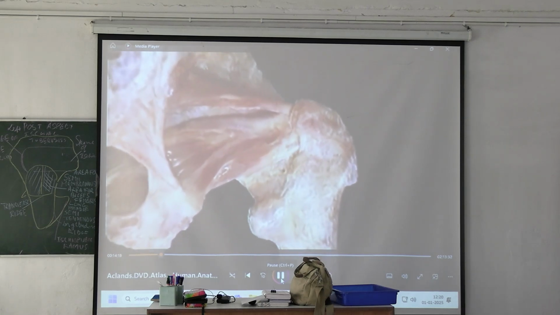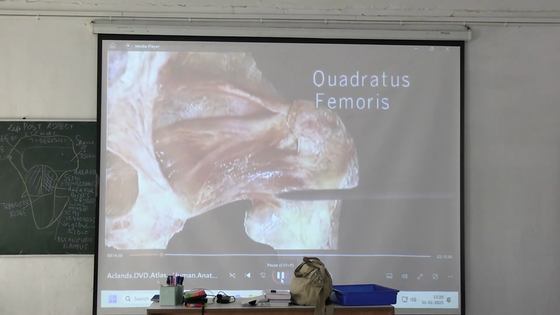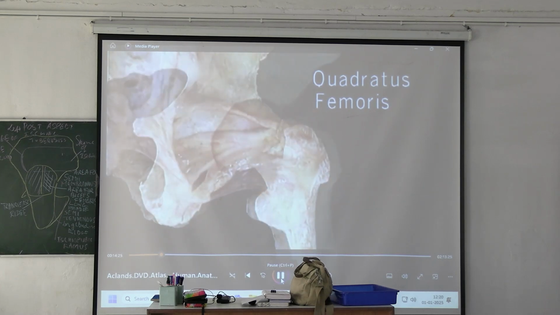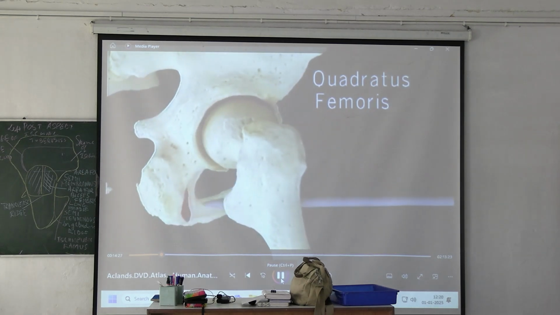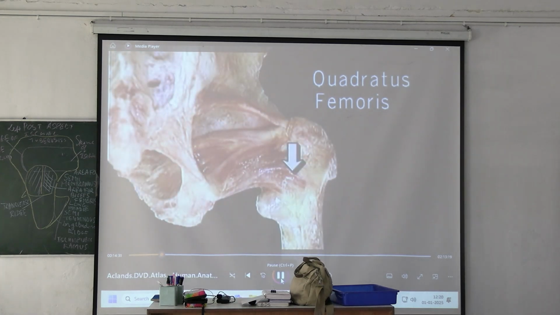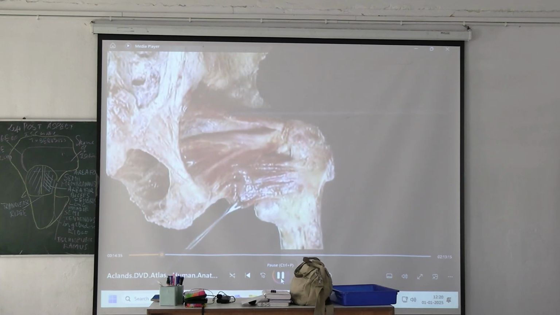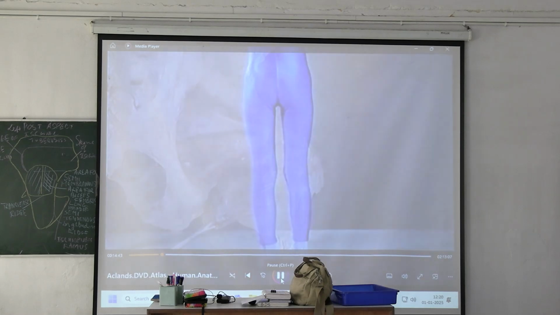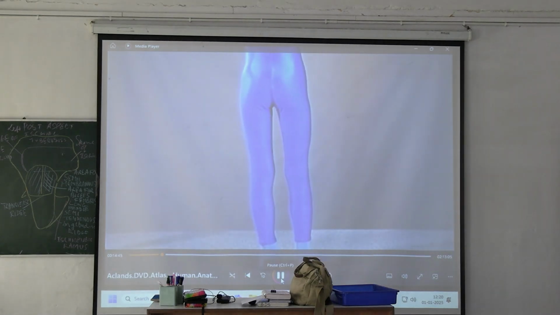The last of the short rotators is quadratus femoris. Quadratus femoris arises from the ischial tuberosity here, and inserts on the femur here, on the intertrochanteric crest. All these short rotator muscles have a similar action. By pulling on the back of the femur, they produce this movement, lateral rotation.